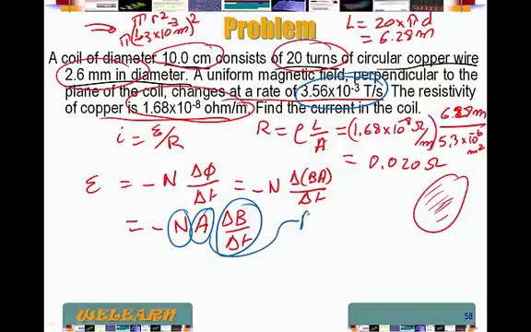A, in this case, is pi r squared. Let's not confuse that with the resistance, radius squared. Now the radius here is going to be half of the diameter, so it's going to be pi times 0.05 meter squared.